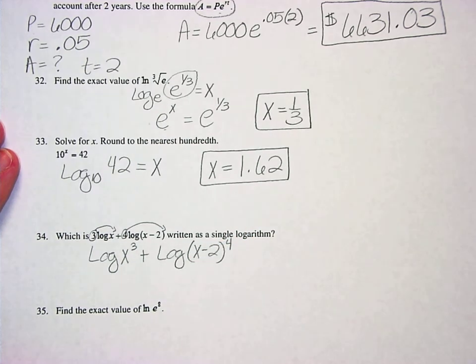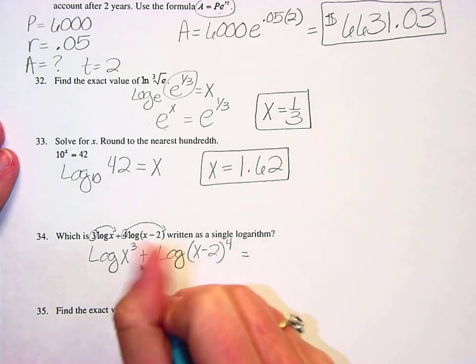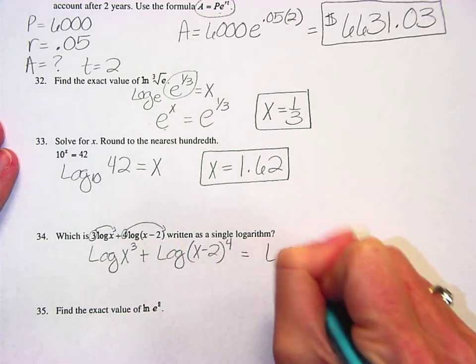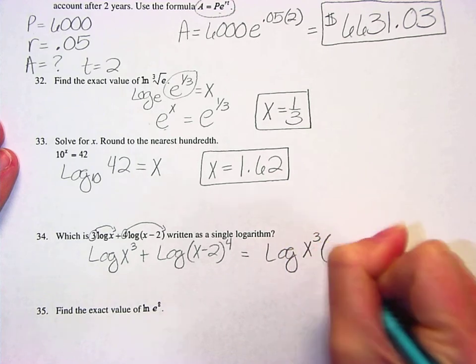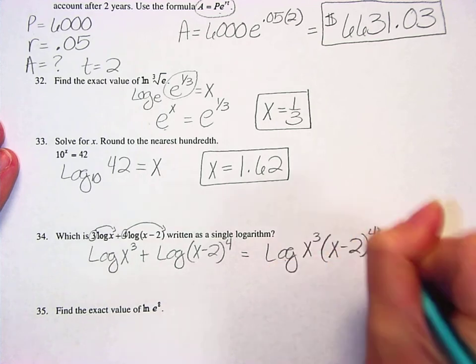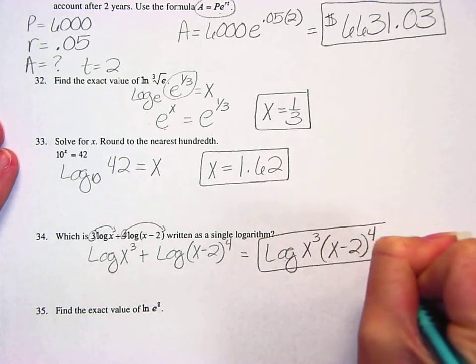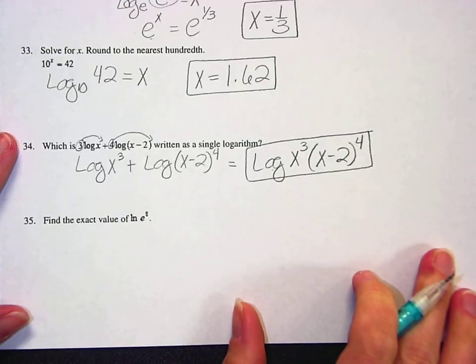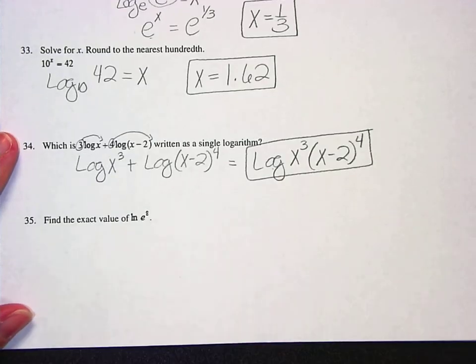All right, and then in the last step, I know that I can condense addition with logarithms with multiplication. So that's going to give me the log of x cubed times x minus 2 to the 4th. And now I have a single logarithm written, and we can leave that multiplication just exactly the way that it is. All right, and then finally 35 looks a little bit like 32.